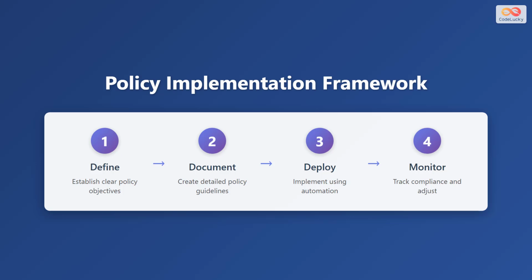Step 3, deploy. Implement policies using automation tools and infrastructure as code. This ensures policies are consistently applied and reduces the risk of human error. Step 4, monitor. Track compliance continuously and adjust policies based on feedback and changing requirements. Regular monitoring helps identify violations early and provides data to refine policies over time.